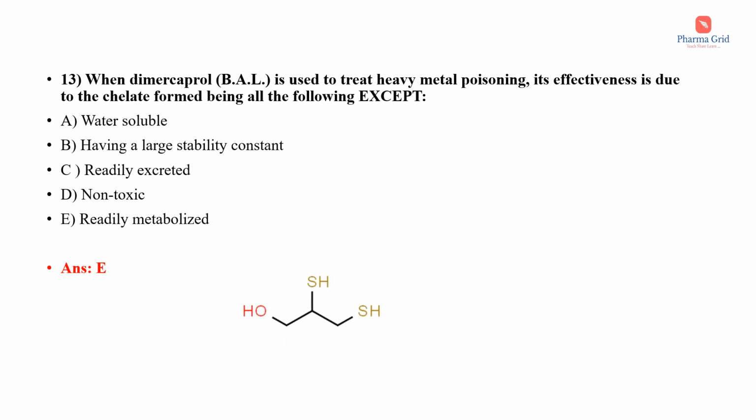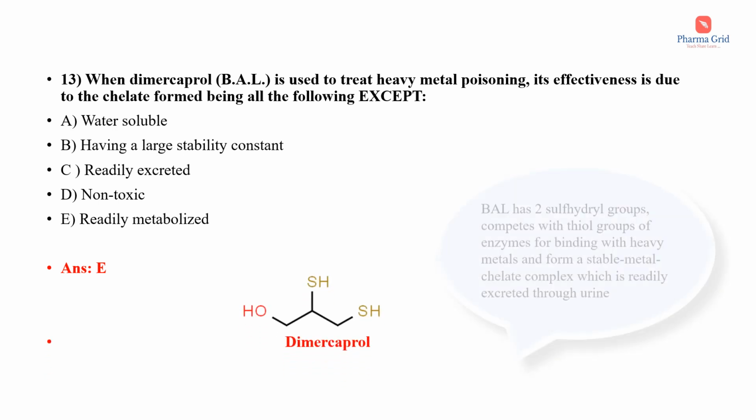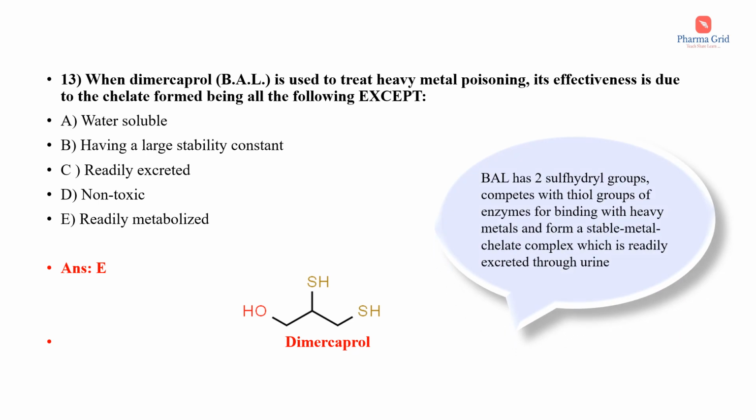Here you can see the structure of Dimercaprol. This British anti-lewisite or Dimercaprol has two sulfhydryl groups, these SH groups. It will compete with the thiol groups of the enzymes for binding with the heavy metals and form a stable metal chelate complex which is readily excreted through urine. So all of these are properties of this chelate form, that is the chelate formed will be water soluble, will have a large stability constant, it will be non-toxic and readily excreted. The exception is readily metabolized.